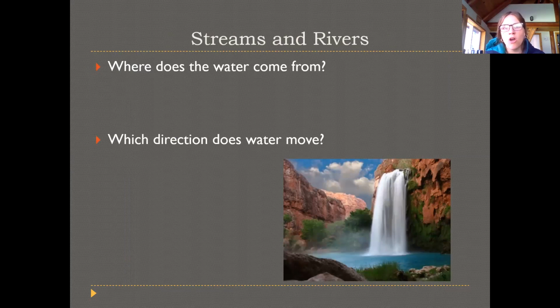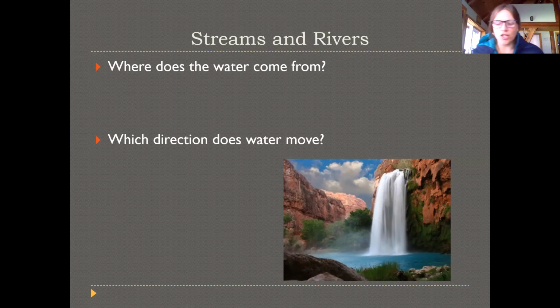The first one is, where does the water in rivers come from? And then the second part is, which direction does water move once it gets into the streams and rivers? So I'll give you a moment to think about that a little bit.